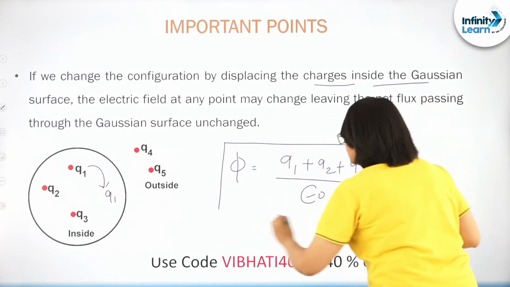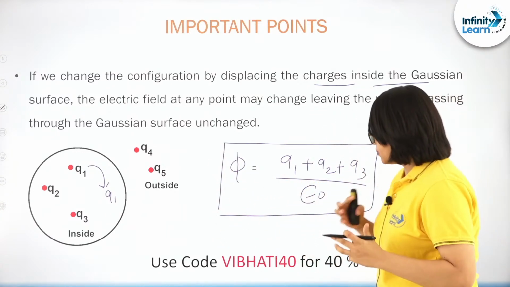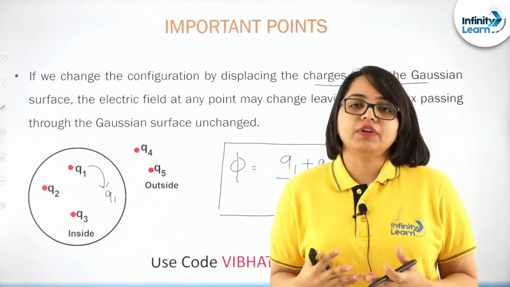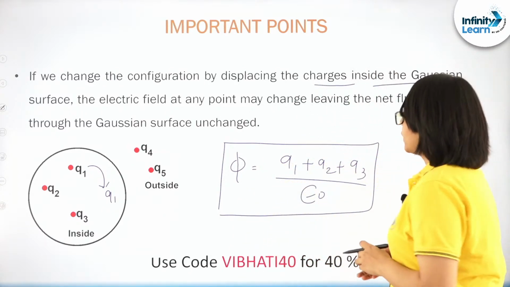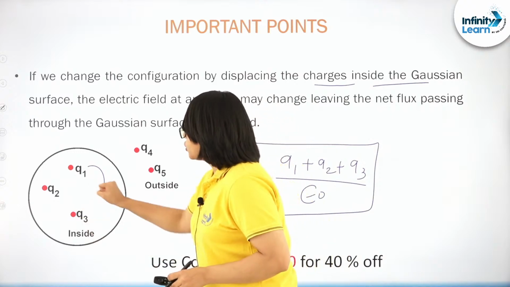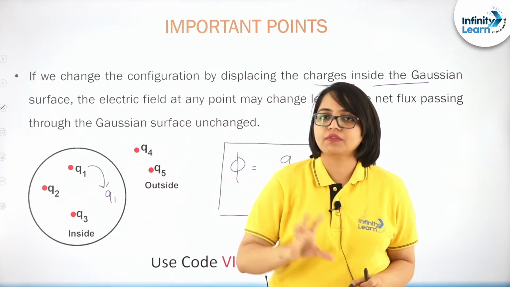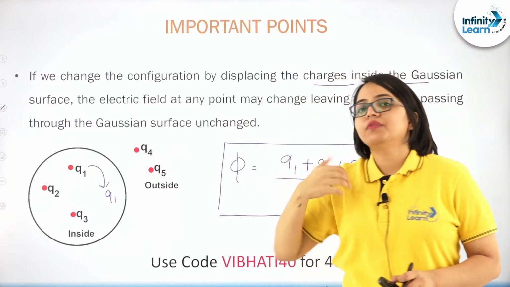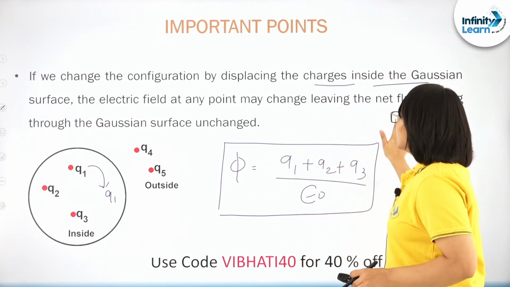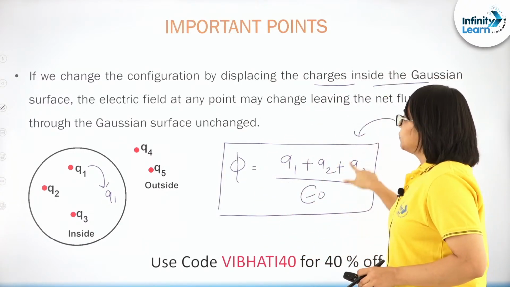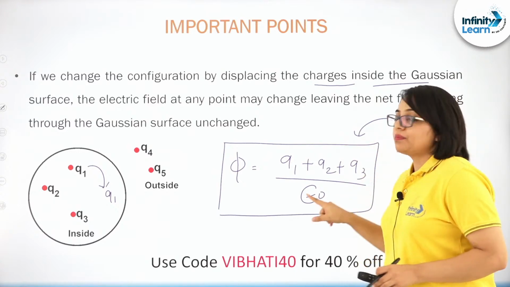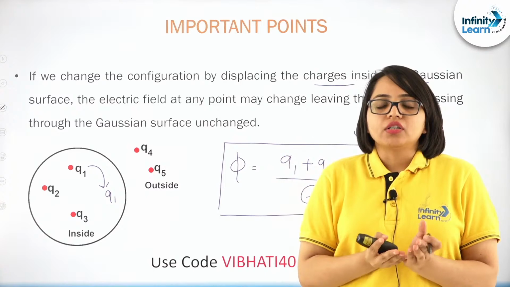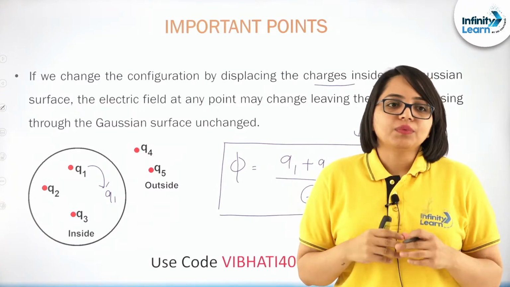चाहे आप कितना ही charges को displace कर लो, electric field at any point may change because electric field is what? A vector quantity. तो location के साथ आपका electric field का direction और magnitude might change, and because of that at any point the net vector summation of electric fields might change. ठीक है? But आपका जो flux है that will not change because flux does not depend on the location of the charges, it depends on the net charge enclosed in the surface. I hope this is clear.